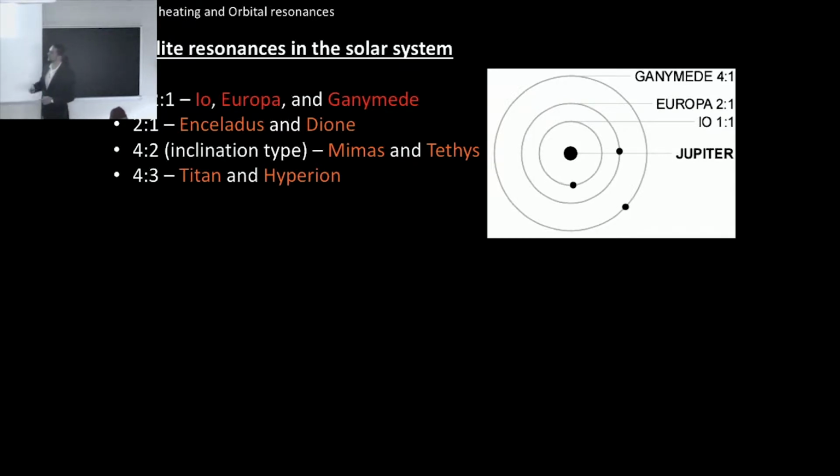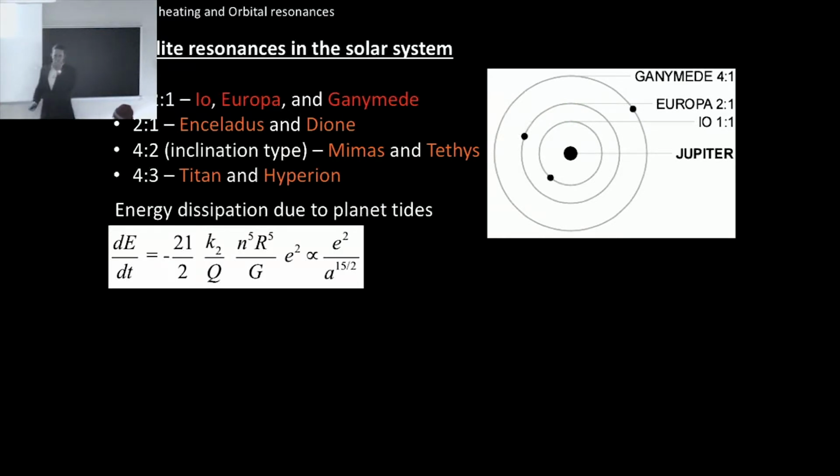And there's also Titan and Hyperion around Saturn. So this is the equation for the heat, the rate of energy dissipation inside the satellite. What matters is that it depends on the eccentricity squared over the semi-major axis to the 15 halves. So the dominant parameter here is really the distance.